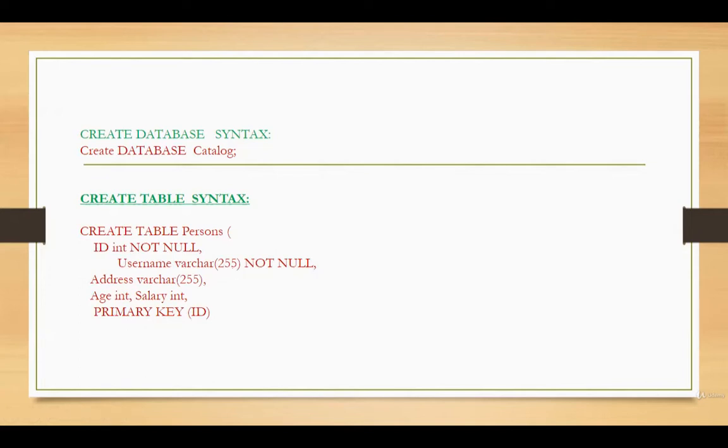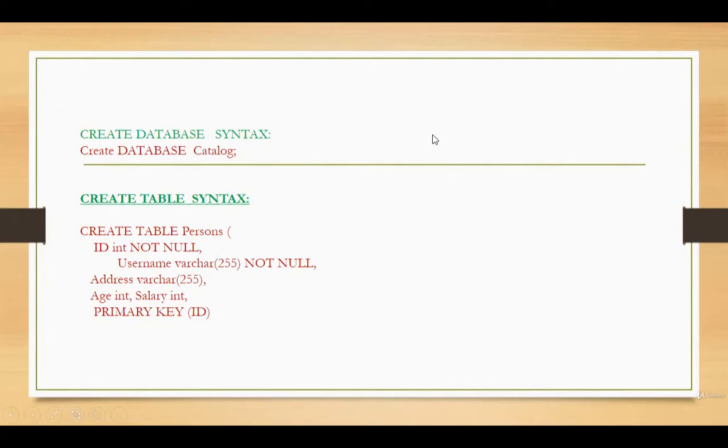Then followed by the address, VARCHAR of 255 length. Then age of int and salary of int. They have a specific range of values. And here the ID has been set as a primary key. So we first have to create a database, and then once the database has been created, we have to create a table inside. These two go one after the other. In the catalog database, we can see persons residing.